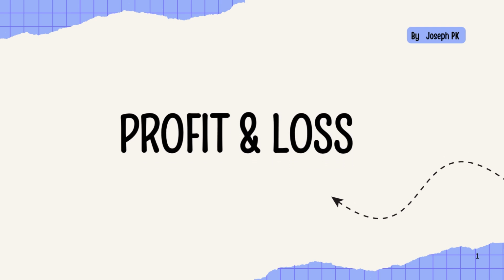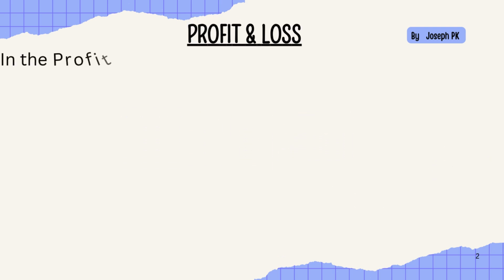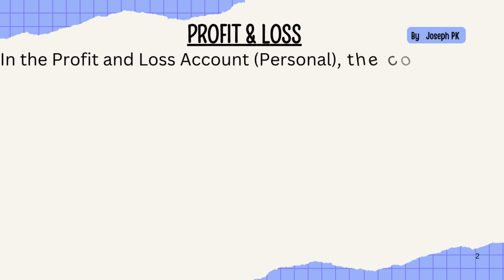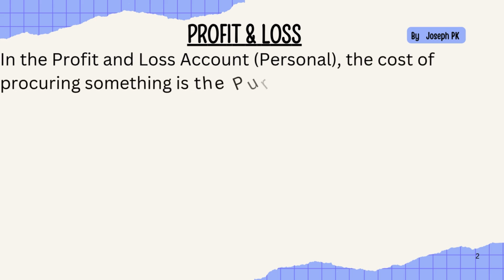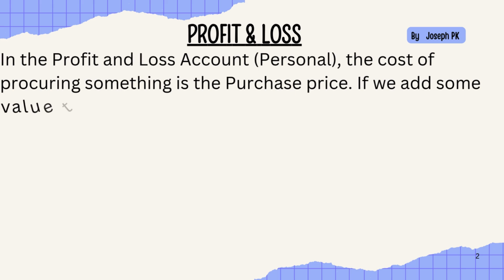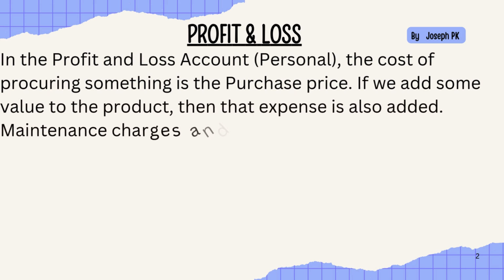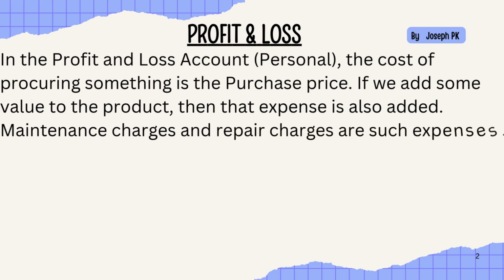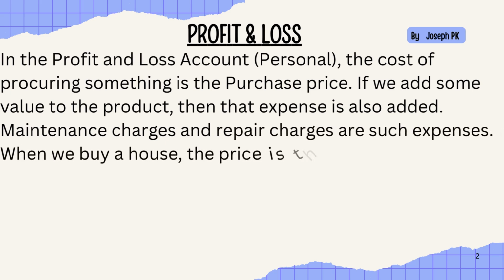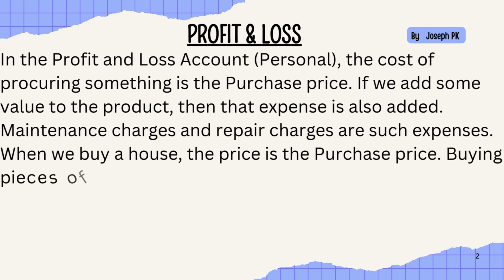Profit and loss. In the profit and loss account, the cost of procuring something is the purchase price. If we add some value to the product, then that expense is also added. Maintenance charges and repair charges are such expenses.